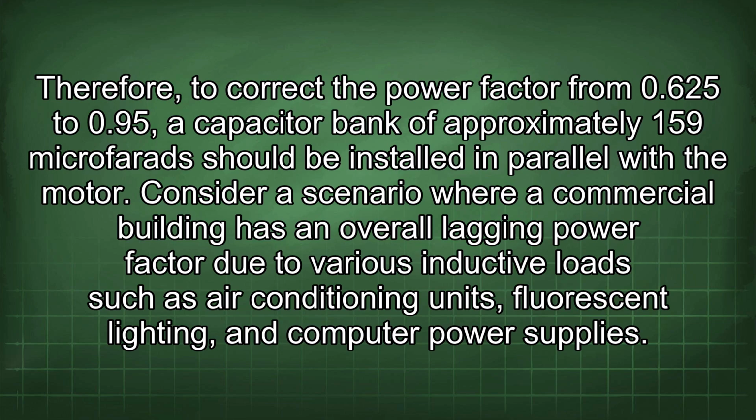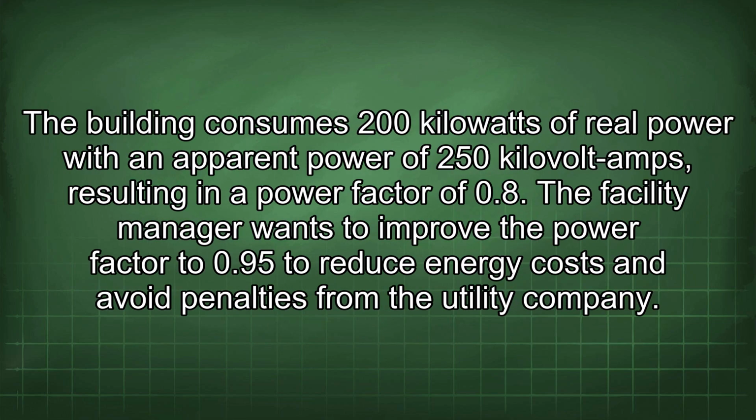Consider a scenario where a commercial building has an overall lagging power factor due to various inductive loads such as air conditioning units, fluorescent lighting, and computer power supplies. The building consumes 200 kilowatts of real power with an apparent power of 250 kilovolt-amps, resulting in a power factor of 0.8. The facility manager wants to improve the power factor to 0.95 to reduce energy costs and avoid penalties from the utility company.